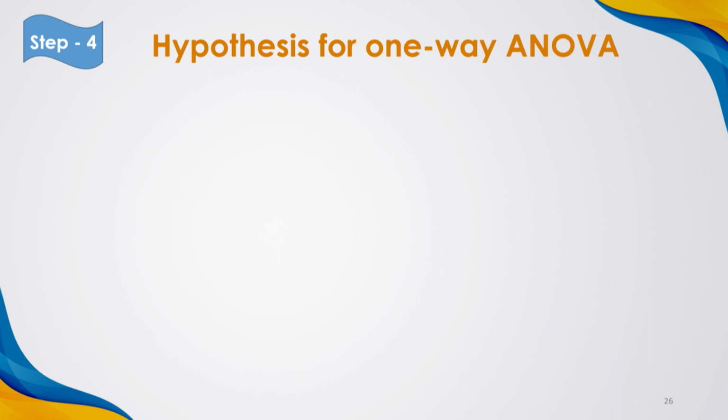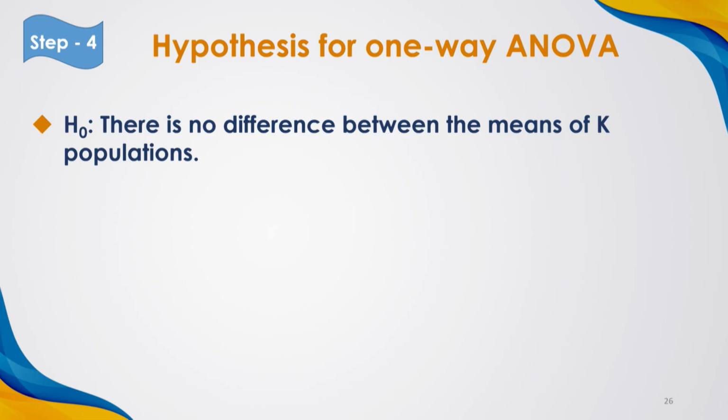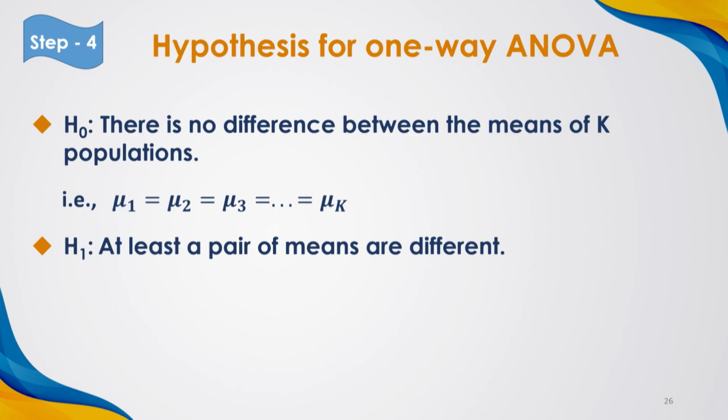Next, after finishing setting up the level of significance, we will move to stating our hypothesis for one-way ANOVA. The null hypothesis is, since we are going to compare K population means, we start with there is no difference between the means of the K populations. This is our null hypothesis, against our alternative hypothesis, which can be expressed in many ways. You can say there is a difference between the means of the K populations, or you can say at least a pair of means are different.